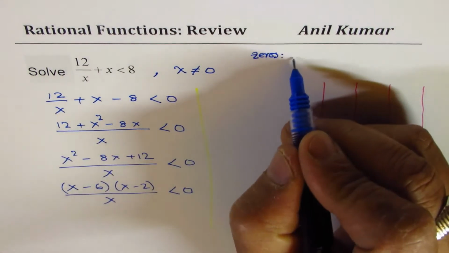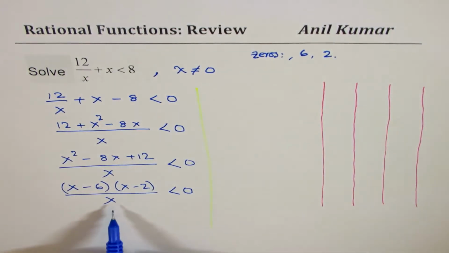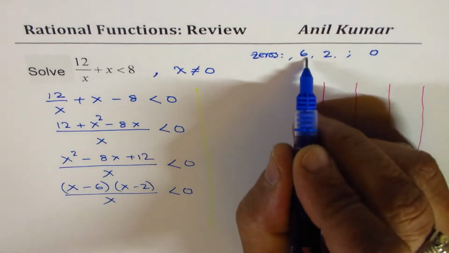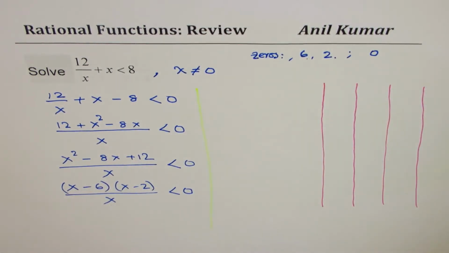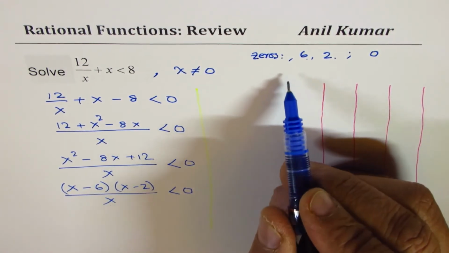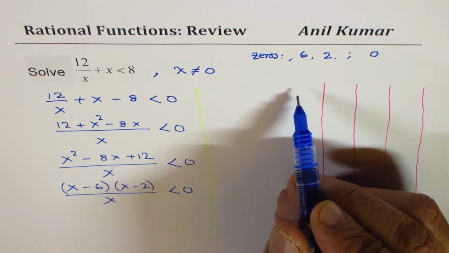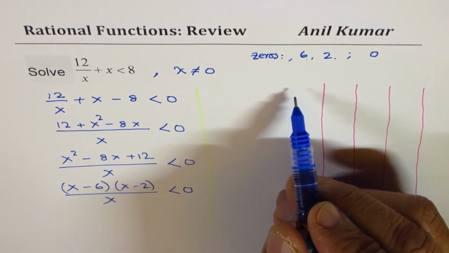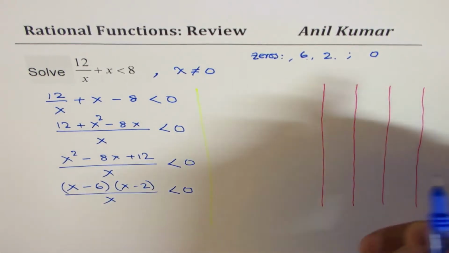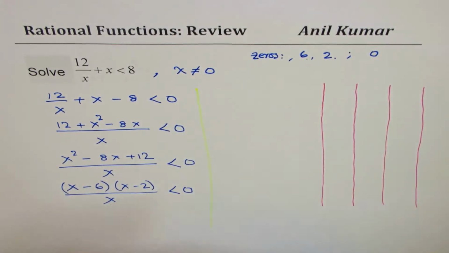Zeros are at x equals 6 and x equals 2 for the numerator, and the denominator zero is at 0. So these are the three zeros of numerator and denominator, right? You can say vertical asymptote in this particular case, that's fine. So we just put these values and test around these values. If a function goes through an x-intercept, its sign can change, correct? Even when a function is on either side of a vertical asymptote, the sign can change. That's the whole idea.